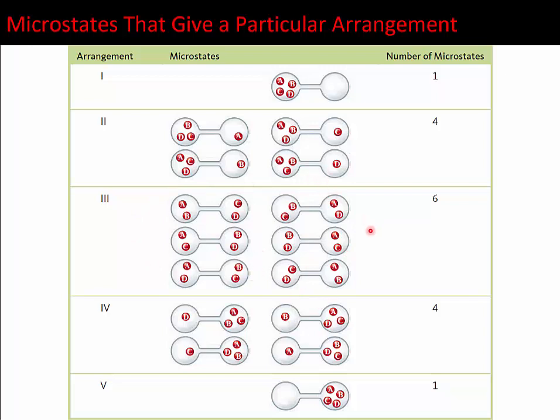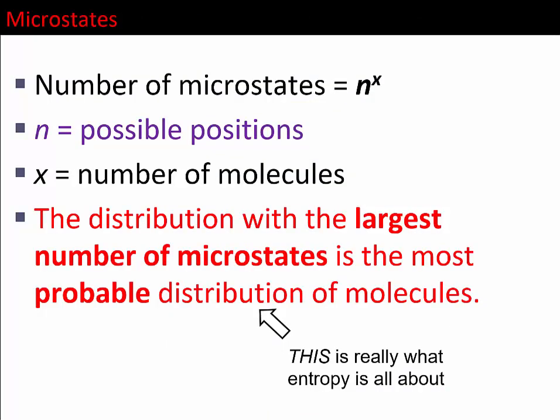And so, maybe sometimes I do get a little bit of uneven distribution, but nature's going to try to drive it back to this 6, and it's not going to stay in the conformation where we've got 4, because it's not as evenly distributed. There's going to be more energy on this side than there will be on this side. So our number of microstates we're going to call n. It's a number of possible positions, and x is the number of molecules, and the distribution with the largest number of microstates is the most probable distribution of molecules. And that, my friends, is what entropy is really all about.